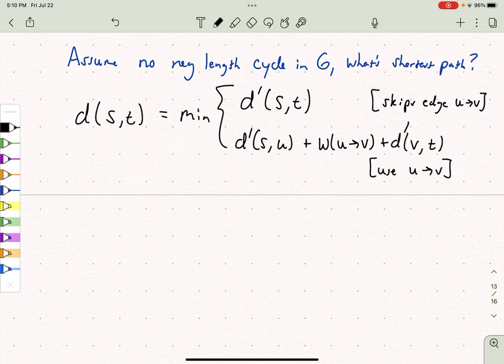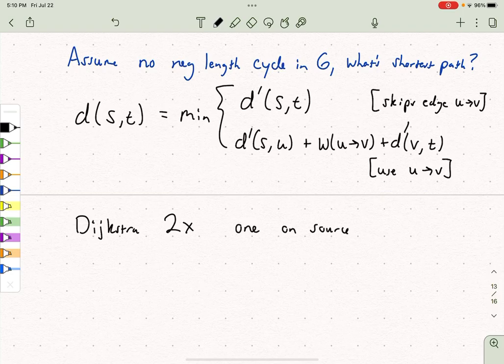So now what's the running time of this algorithm? Well, there's a couple of things we need to do. We compute Dijkstra 2 times, one on source S. That's how we get these quantities that have S first. And then we also have to compute it once on source V, which is how we get this quantity.